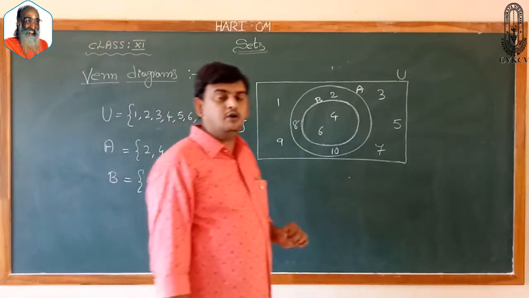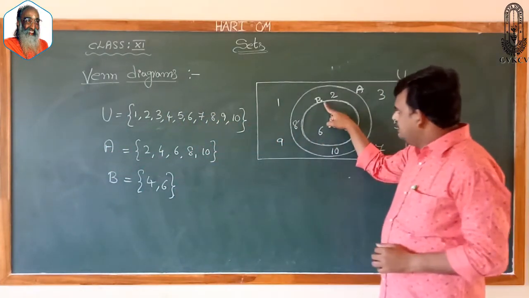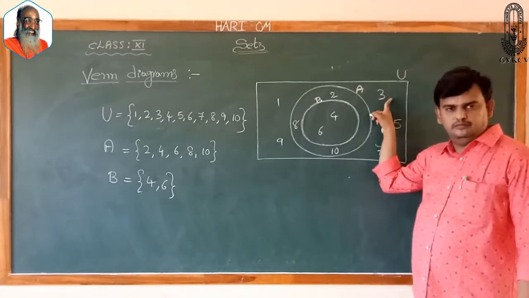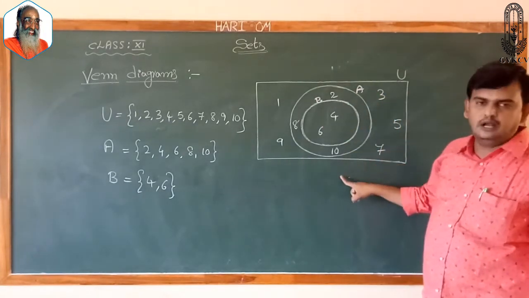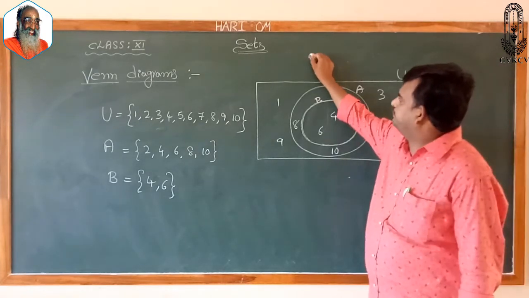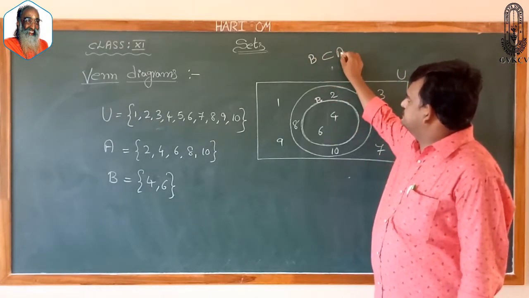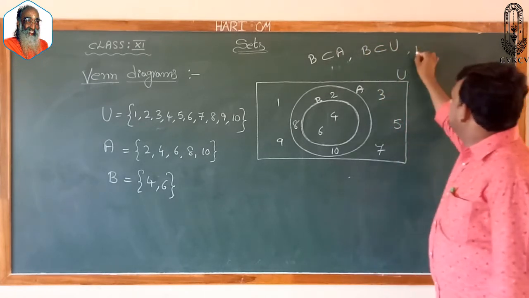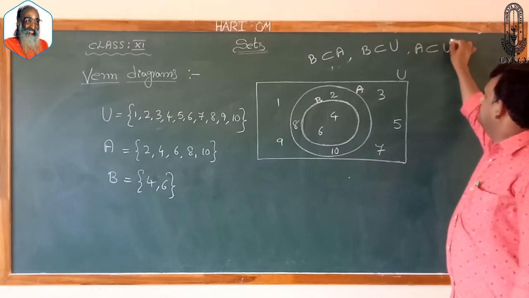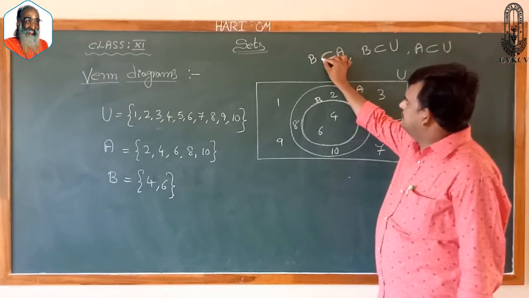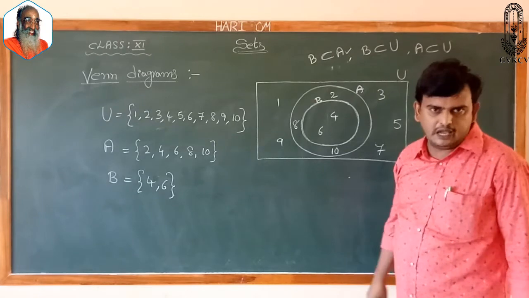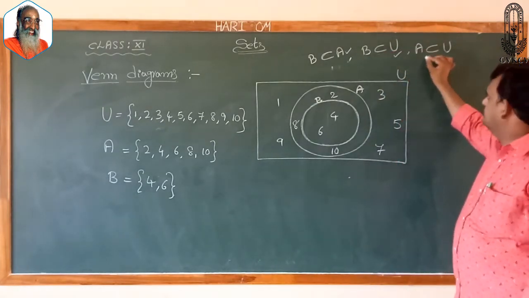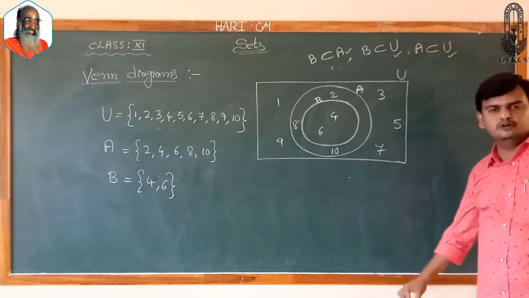From this Venn diagram, what can we understand? B is a part of A, and A is part of the universal set. So I can say from this that B is a subset of A, B is a subset of the universal set, and A is also a subset of the universal set. Meaning B is a part of set A, B is a part of the universal set, and A is also part of the universal set.